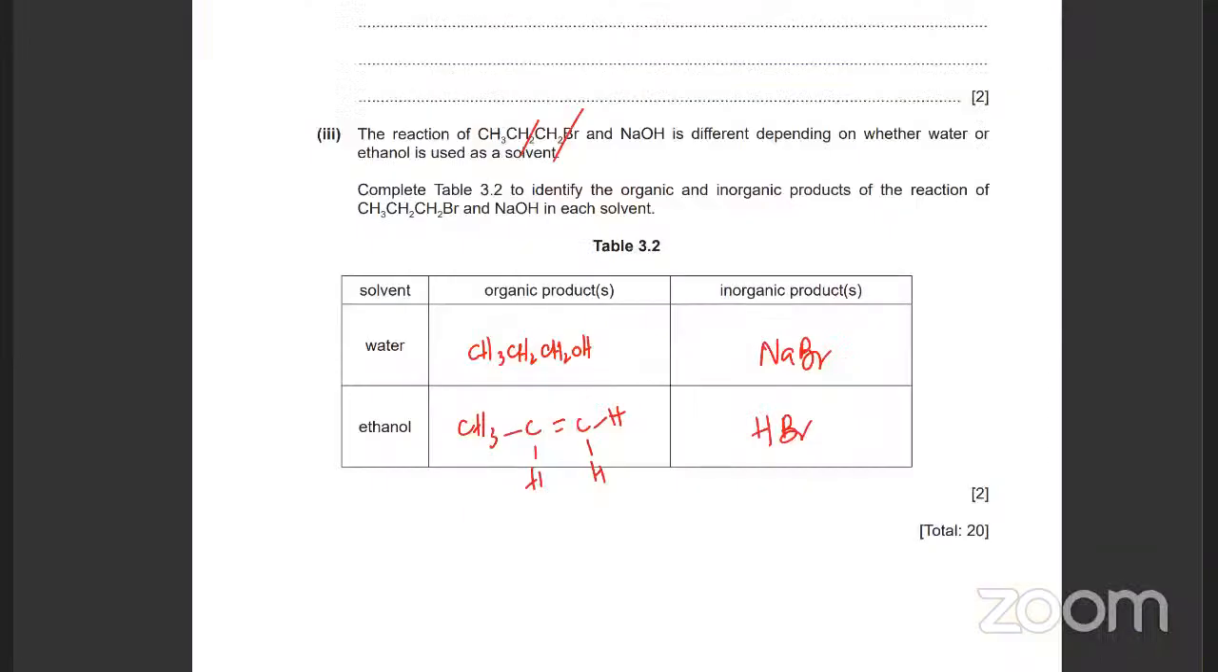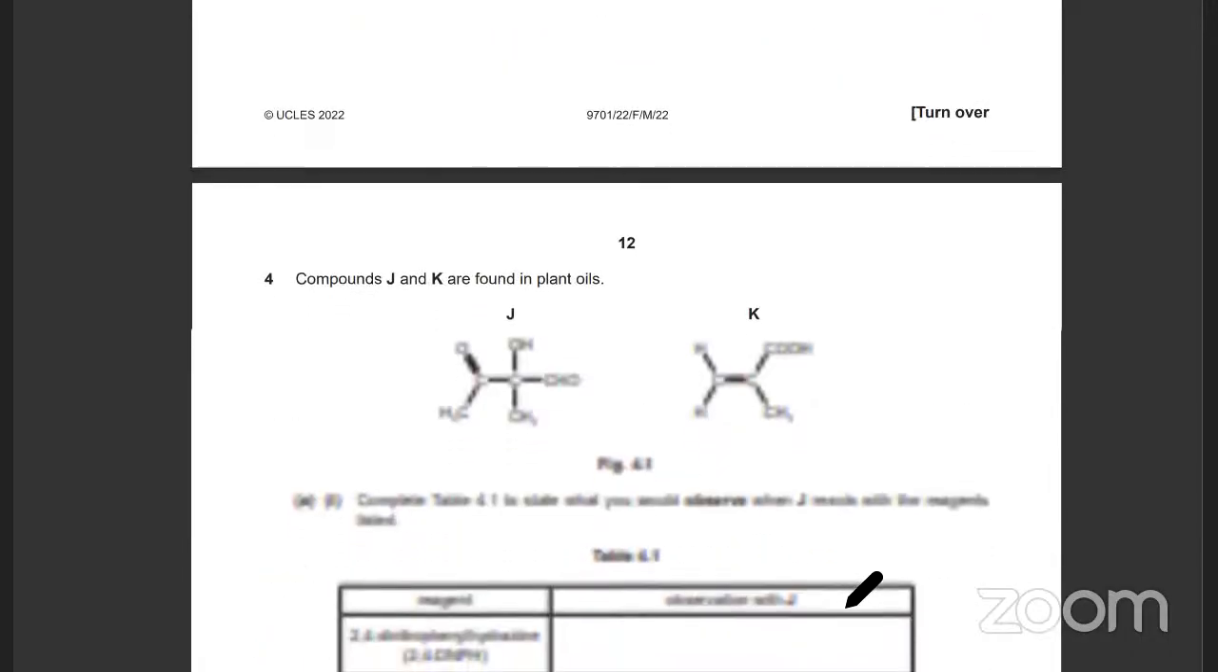So where's the paper? So this part is wrong. So it's NaBr plus H2O for this. I said next one, we've got, let's do this one.